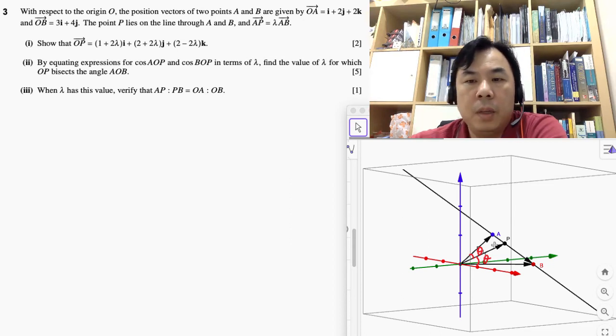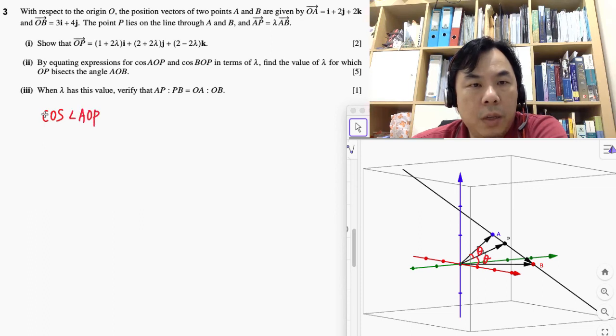Right? Now, by using the formula for cosine, just to recap in this case, I'm going to work out the first one, cosine of angle AOP. So cosine of angle AOP is the same as OA dot with OP, and then divided by the magnitudes themselves.